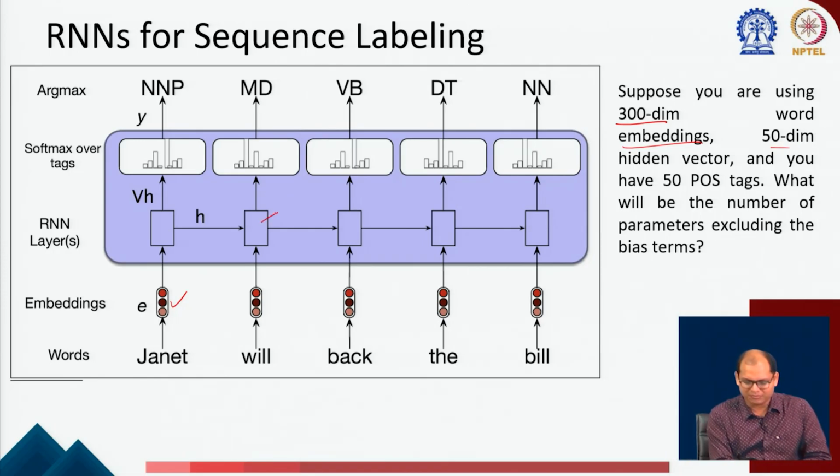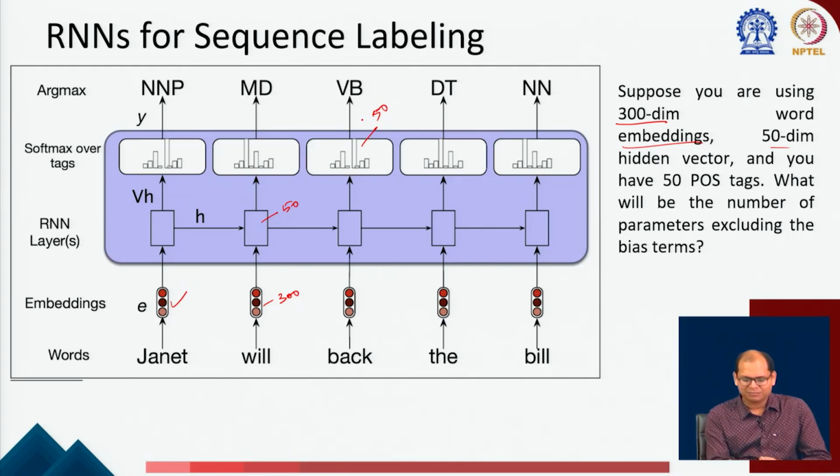So this is dimension 50, and you have 50 part of speech tags. That means the output dimension is 50. So what will be the number of parameters excluding bias terms, right?